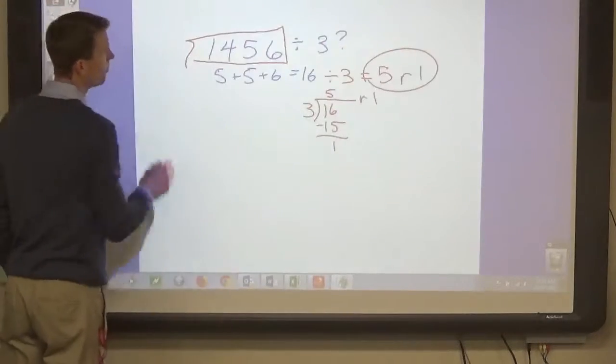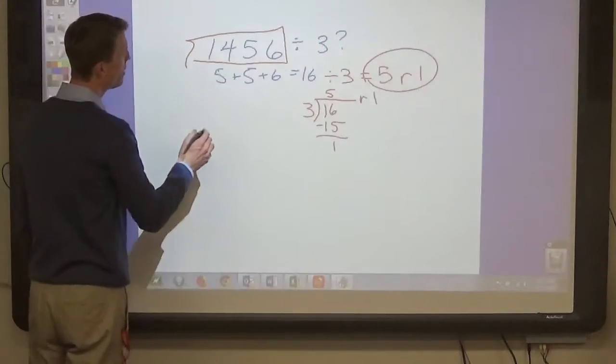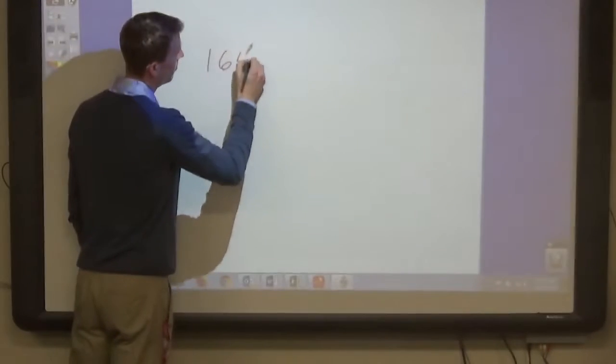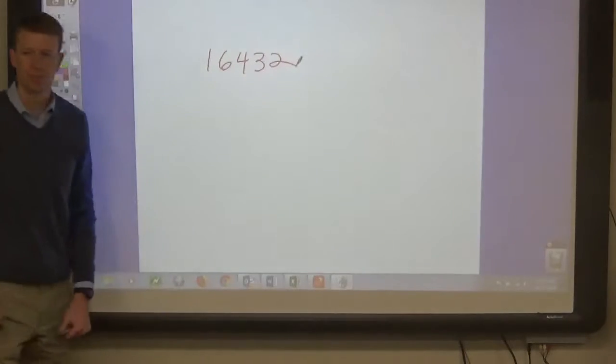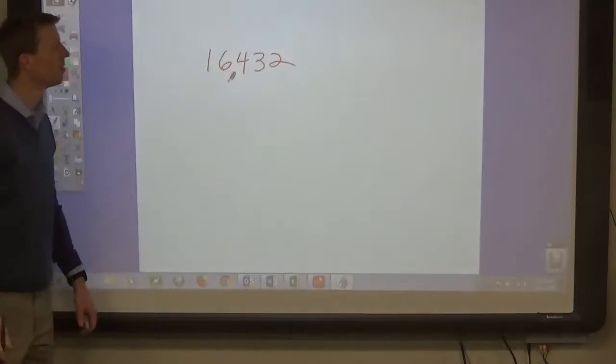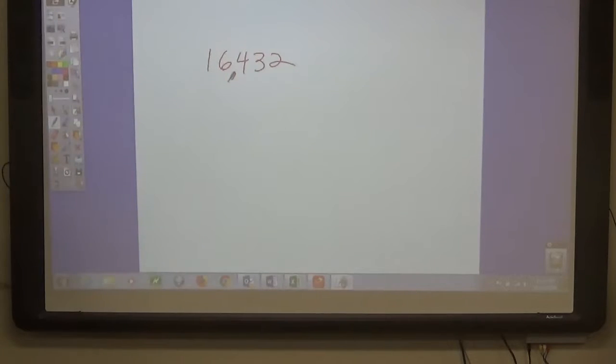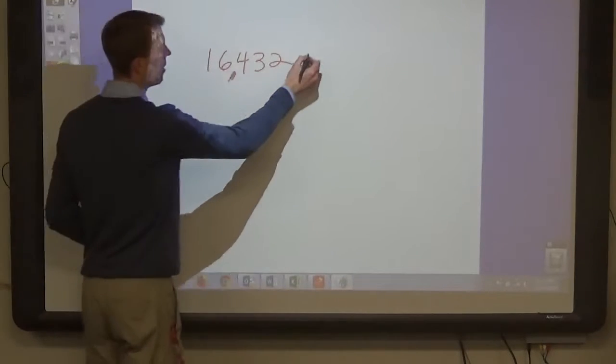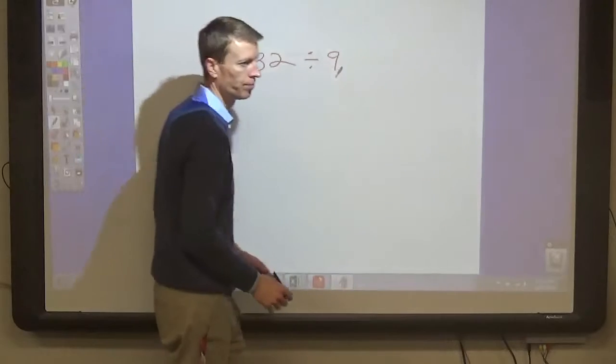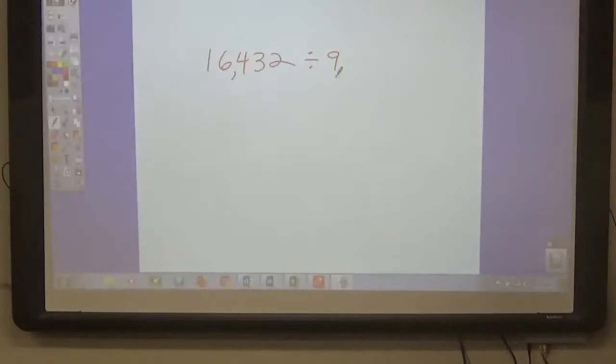Let's try another one. Is this number divisible by 9? Is 16,432 divisible by 9? Can we divide this by 9? Add the digits, everyone. I'm going to ask you for the sum.